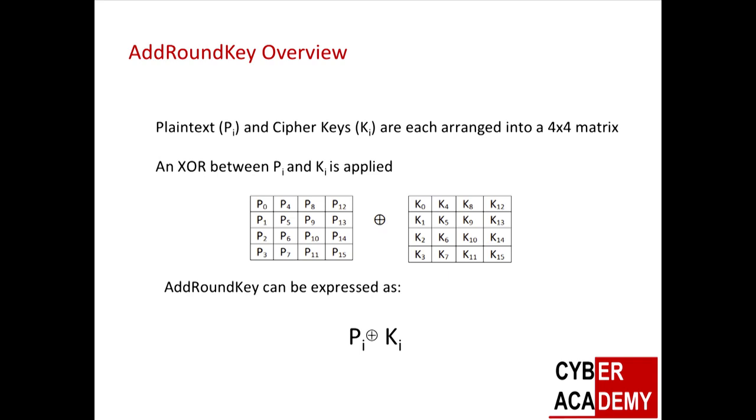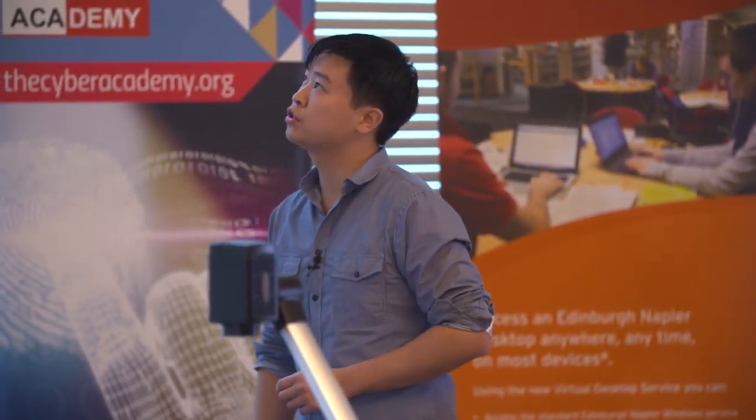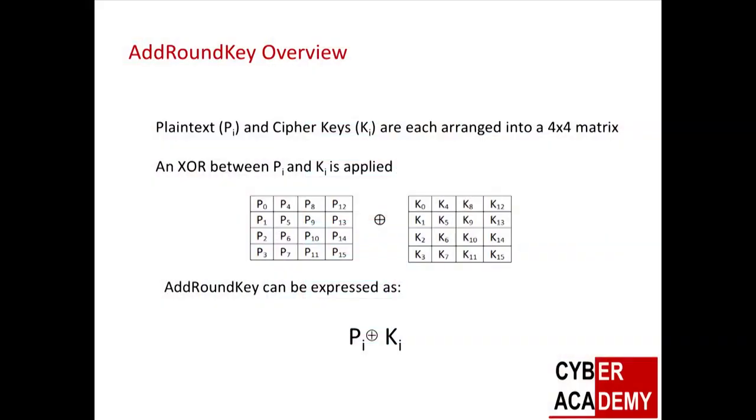The actual function of add round key here is really quite simple. All it's doing is an XOR between each plaintext value and key value, and this will occur on a one-to-one basis. So for example, plaintext value 0 will be XORed against key value 0. Plaintext value 1 will be XORed against key value 1. Plaintext value 2 will be XORed against key value 2, and so on and so forth. So we can easily express the add round key function in the equation P sub i XORed K sub i, where i is in the range from 0 to 15.